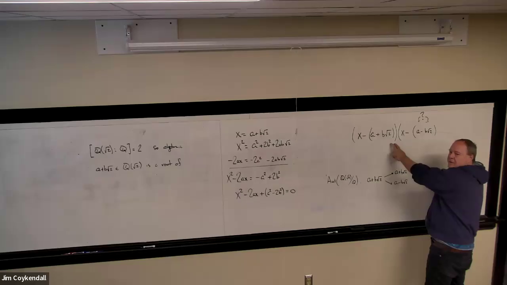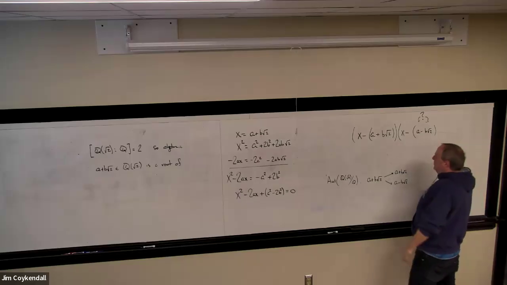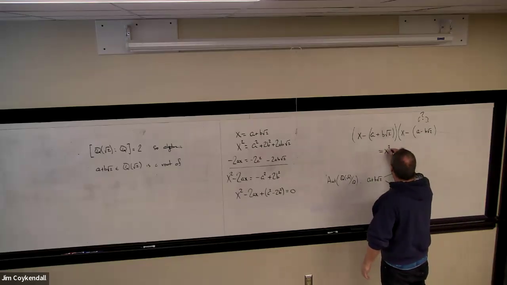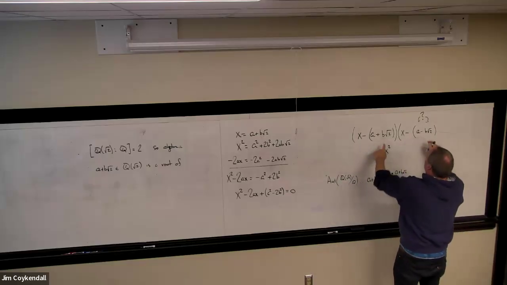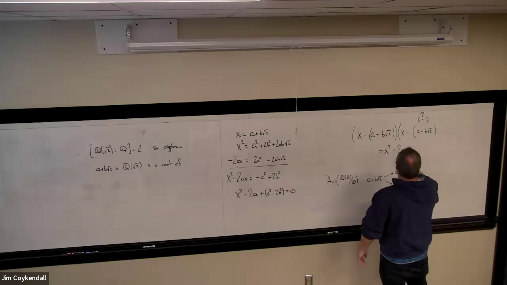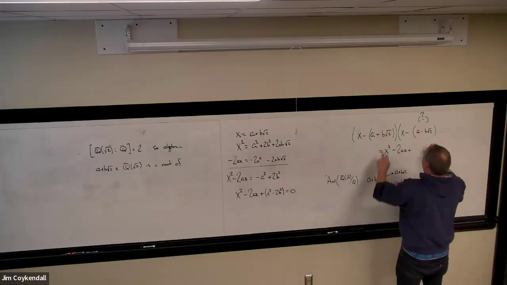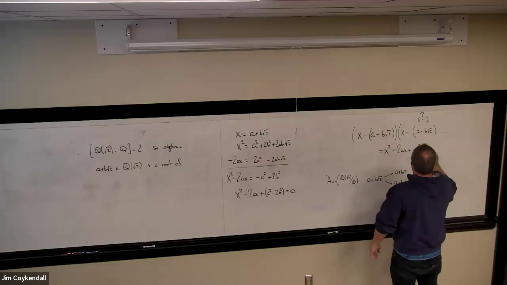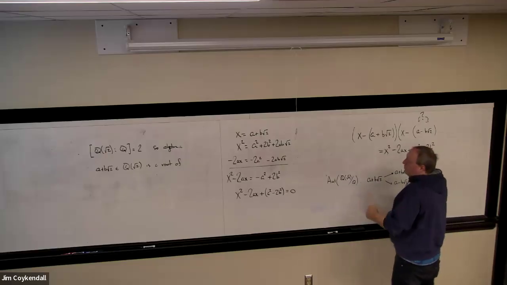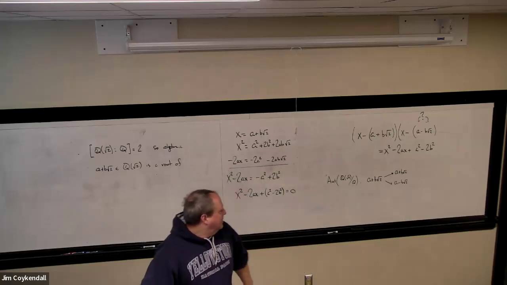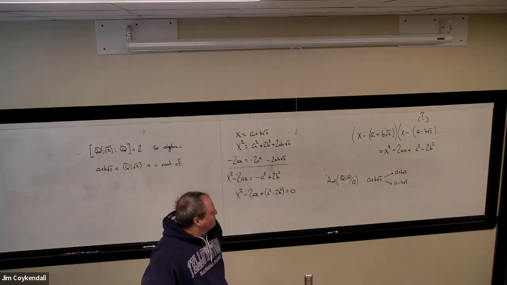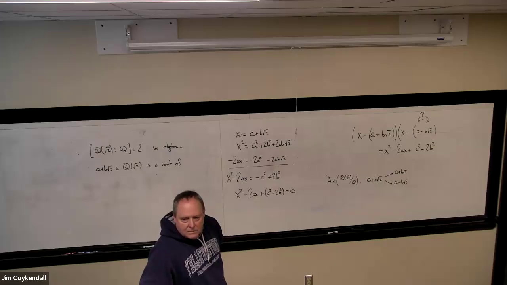There should be two roots to this, one for each automorphic image in this particular case. If you multiply this out, that's x squared. These cancel out and I get minus 2ax. And then I get the product of these, which is a squared minus 2b squared. So I'll reproduce my polynomial. So long answer, yes, everything there is algebraic.